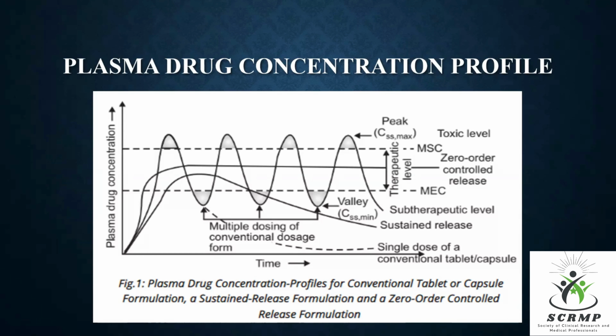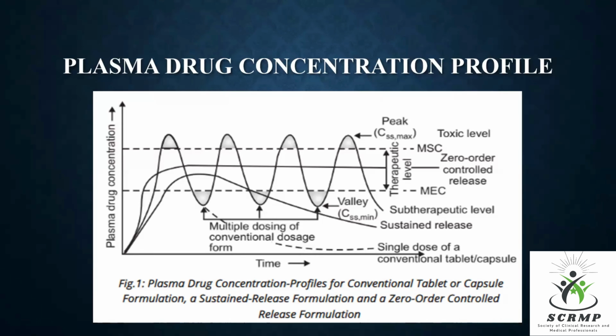For example, when we need a 650 mg paracetamol tablet for a 25 year old lady or a 25 year old man, but we take only a 325 mg paracetamol tablet, then it goes into the subtherapeutic level because it does not reach the required concentration. That's why this is not a controlled or sustained release action. But in sustained release, prolonged release or extended release tablets, the drug reaches the therapeutic level.